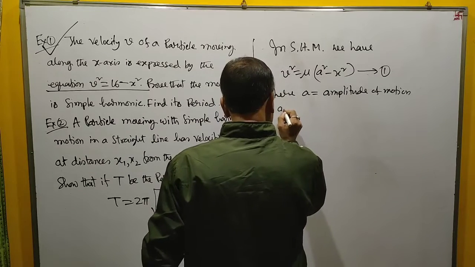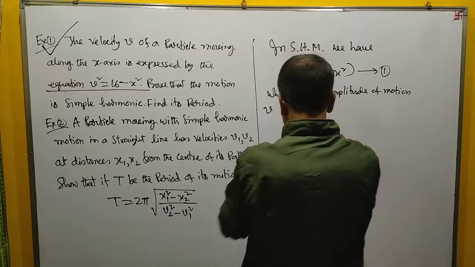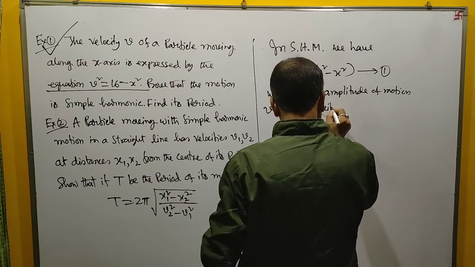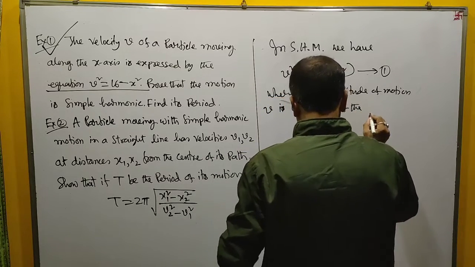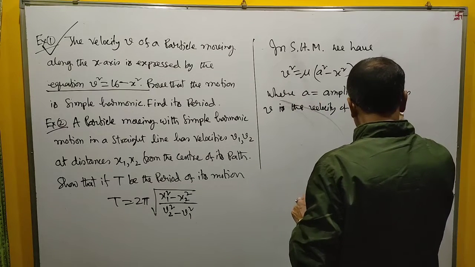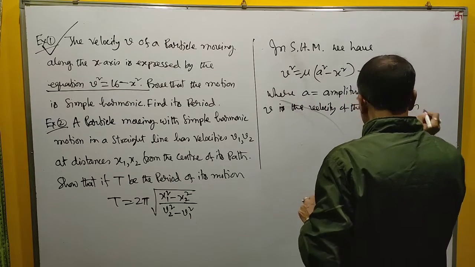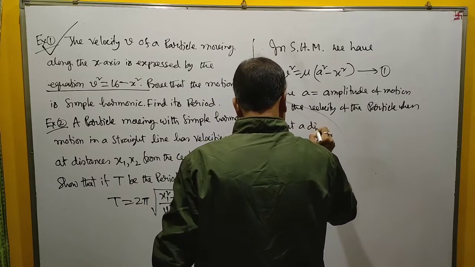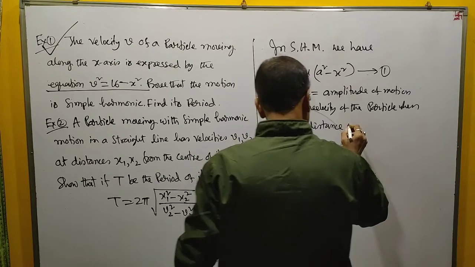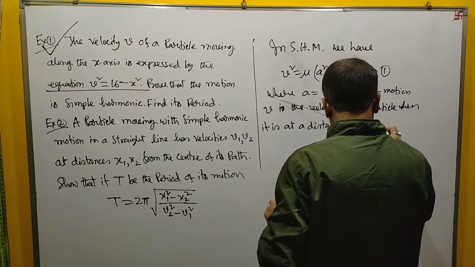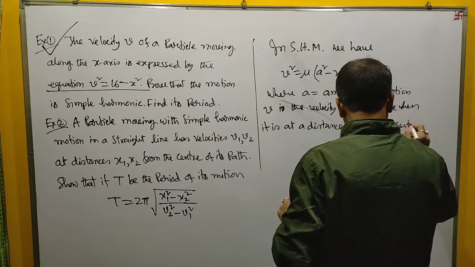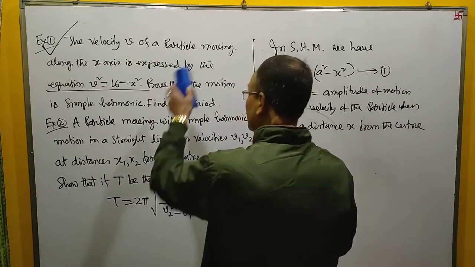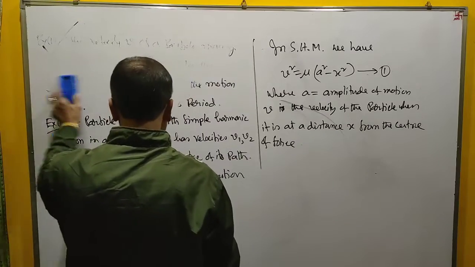v is the velocity of the particle when it is at a distance x from the center of force.